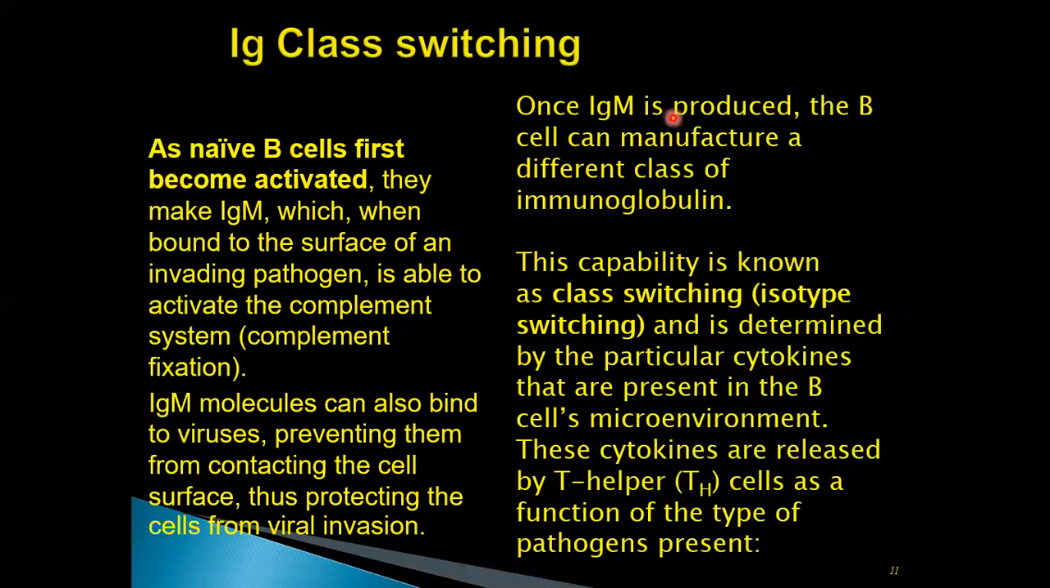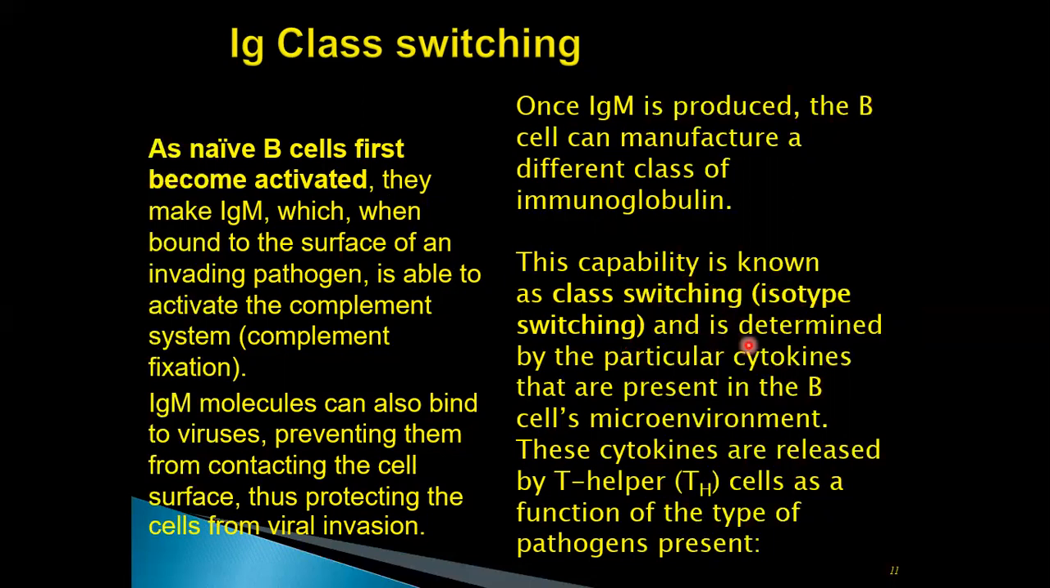Now, once the immunoglobulin M is produced, the B cells can switch to make another kind of antibody or immunoglobulin. This mechanism or phenomenon is known as class switching or isotype switching. So the first immunoglobulin made is immunoglobulin M. Once it is made, they can make immunoglobulin G, immunoglobulin A, immunoglobulin E. Now, which immunoglobulin they make, let's read it.